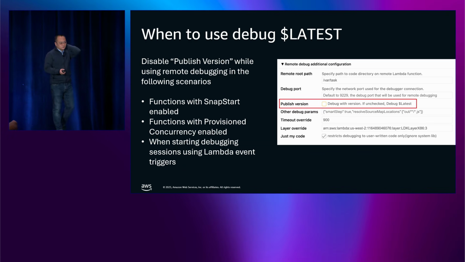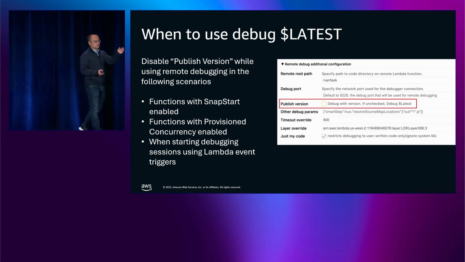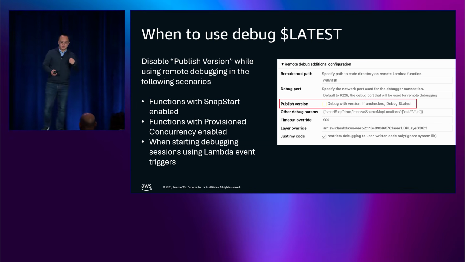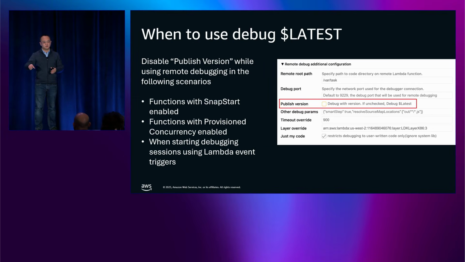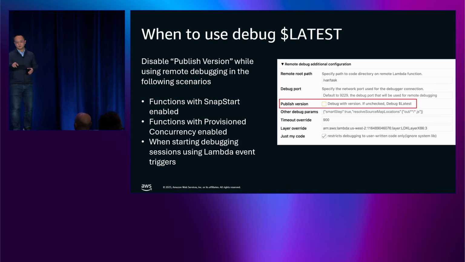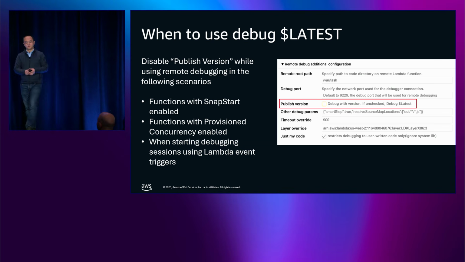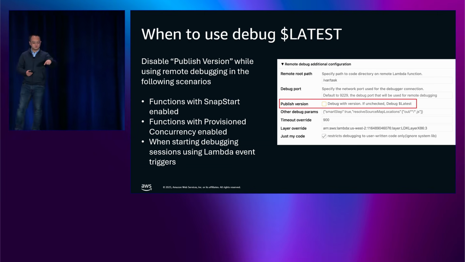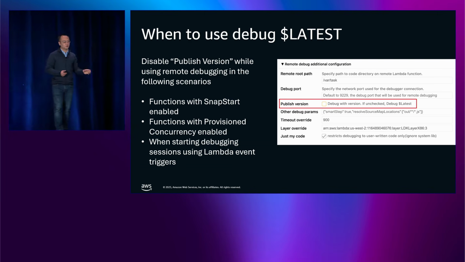And if your function has event triggers like SQS or EventBridge or API Gateway, and you want to test the function using those event triggers directly without sending test payloads, you can also do this. If your SQS queue triggers your function's latest version, then you set it up, uncheck the publish version, and you can send a message to the SQS queue. Then the queue will trigger the function, and it will stop at your breakpoint.